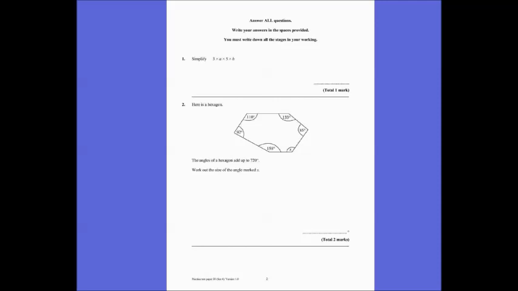Question 1. Simplify 3 times A times 5 times B. For multiplication, we can do the multiplication in any order that we want. So we're going to do 3 times 5 first, and then do A times B. 3 times 5 is 15, and A times B we can just write as AB, as in algebra we don't use the multiplication signs. So the answer is just 15AB.